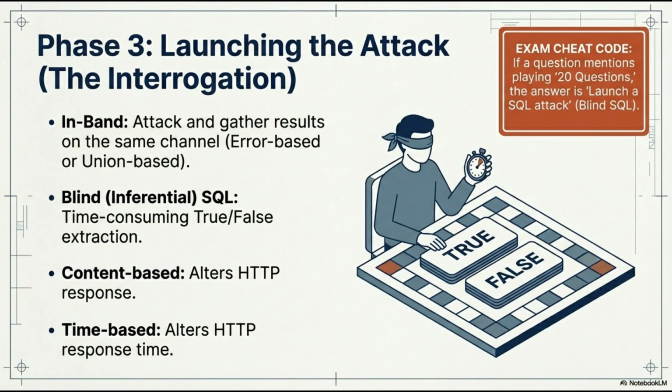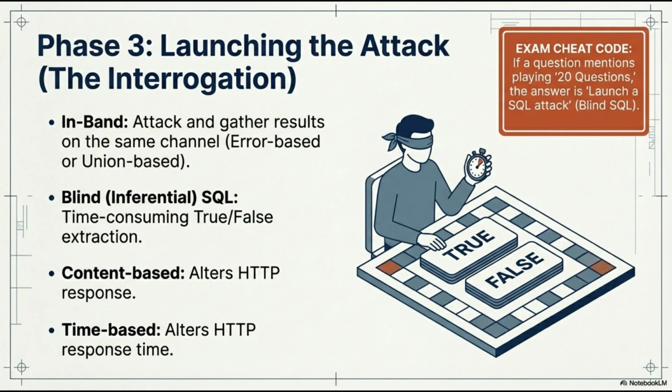The sources specify 2 types of blind SQL. Content-based, where the query alters the HTTP response slightly depending on whether a statement is true, and time-based, where the attacker uses commands like WAITFOR DELAY to force the database to pause for a few seconds before responding if a statement is true. The exam cheat code provided in the sources is highly specific regarding this methodology.